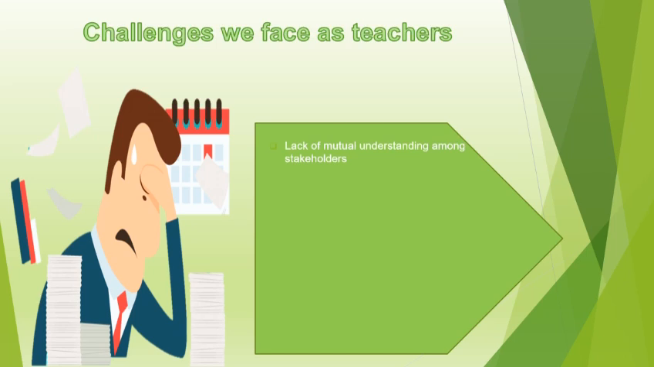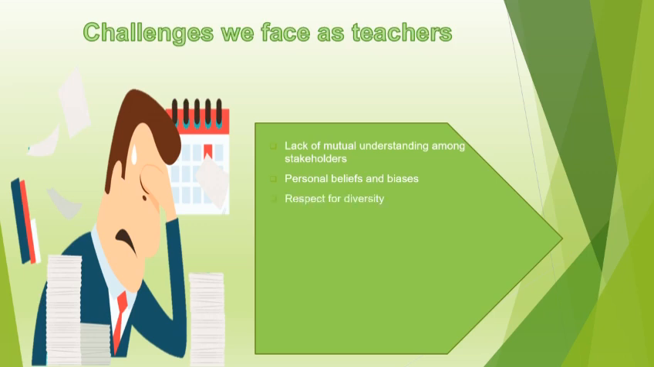Lack of mutual understanding among stakeholders. There is no shared understanding and commitment among stakeholders regarding principles of inclusion and equity. Personal beliefs and biases. The implementation of inclusive education is hindered by a lack of mutual understanding, as it calls for coordinated efforts from teachers, administrators, parents, and the community.